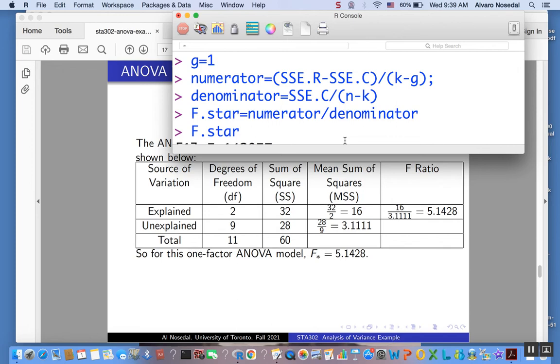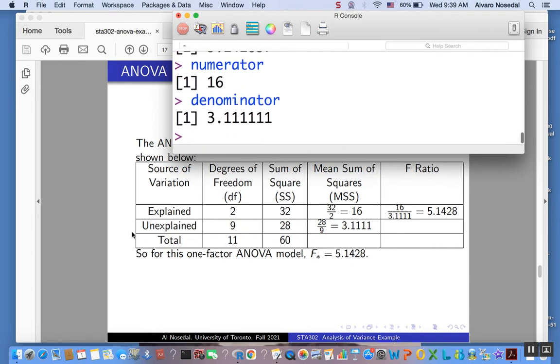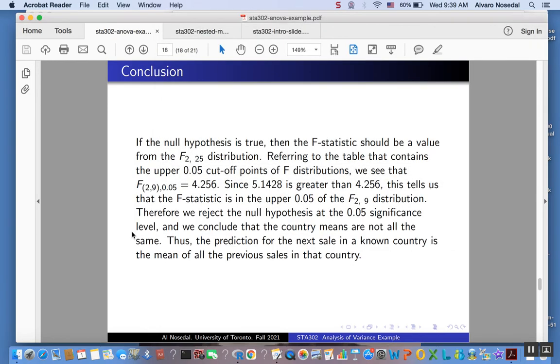Okay. Now, let's talk about the conclusion of this hypothesis test.